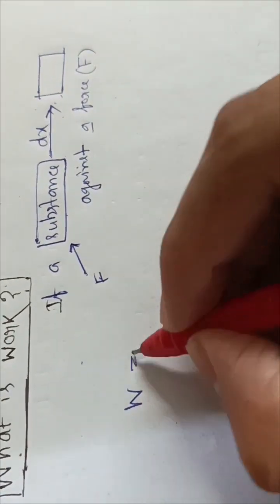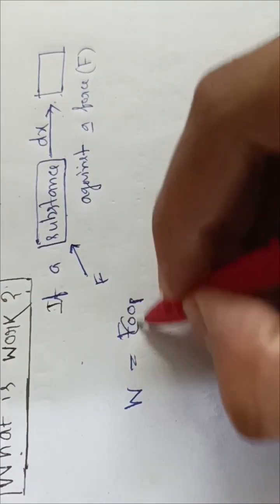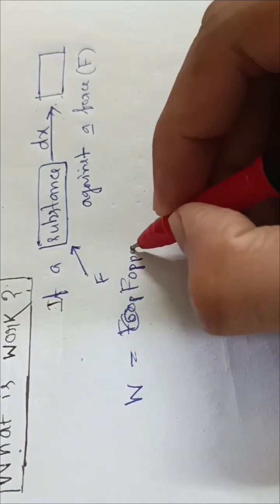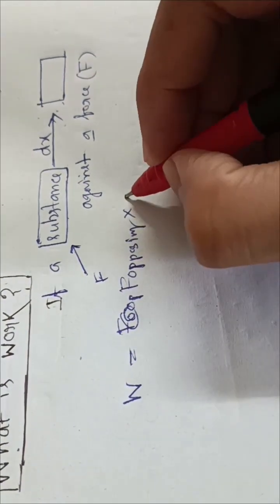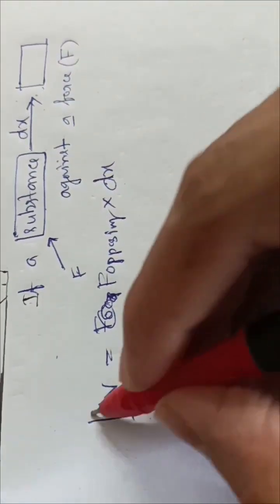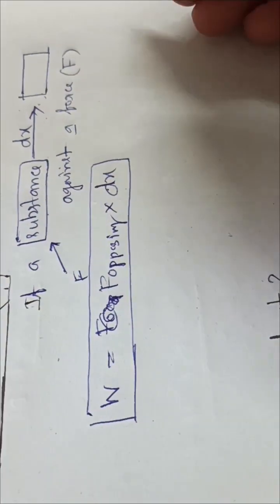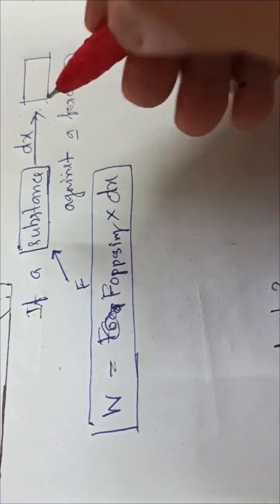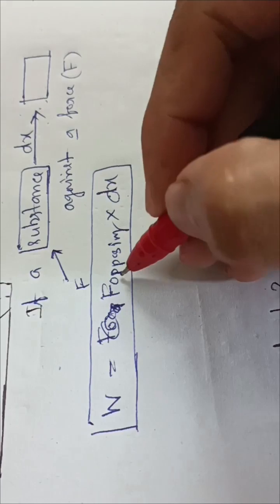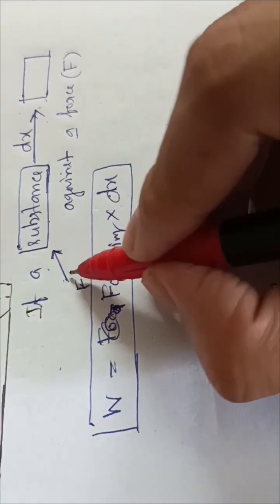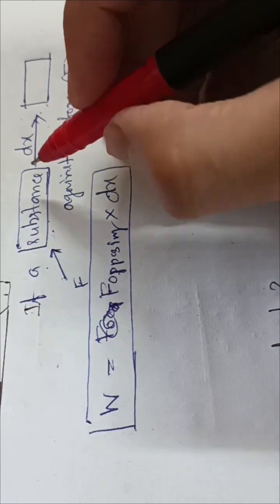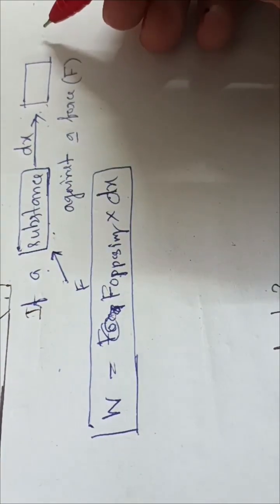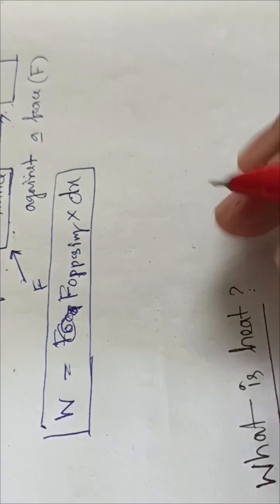Work equal to F opposing into distance traveled, that is displacement. W equal to F opposing into displacement. F opposing means the force is applied against the displacement. The force is applied in this direction, and the displacement occurs in this direction. So this is non-mechanical work.